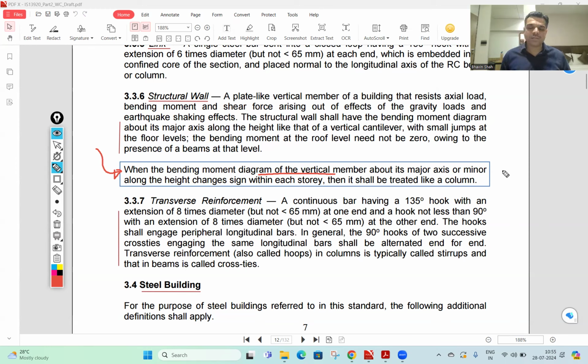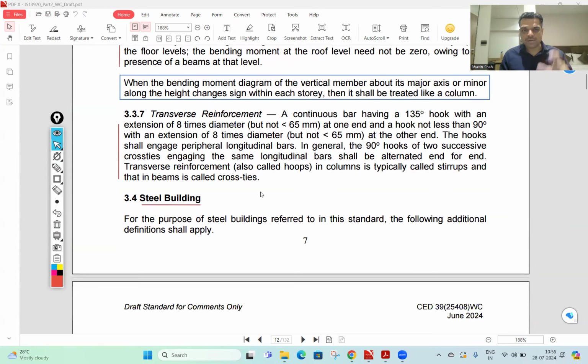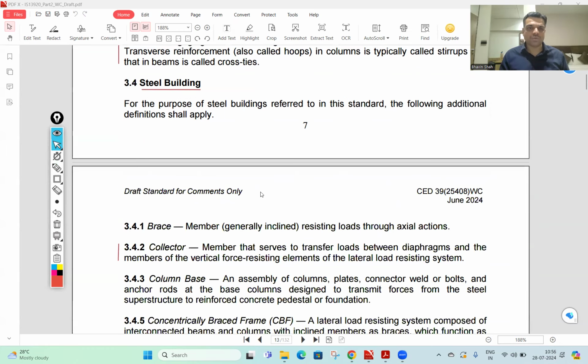So now that requirement is removed from this draft document, and it is said that based on the nature of the bending moment diagram, we will have to take a call whether our element can be classified as a structural wall or as a column. The same thing is described in the later part of the document. We'll see that paragraph also when we go to that portion.